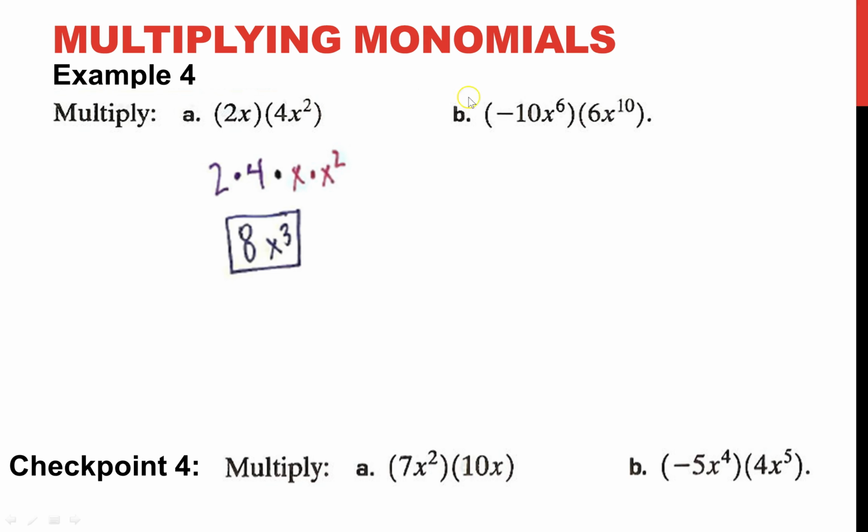Boom. The same thing happens with b. I'm going to multiply the negative 10 times the 6, and the x to the 6th times x to the 10th. See, I have different colors to help you see it. Negative 10 times 6 is negative 60. Same base, I have x, so I'm going to add 6 plus 10, so that's 16. Negative 60, x to the 16th. Awesome. Go ahead and pause the video. Do checkpoint 4 and A and B. I'll be here when you get back.